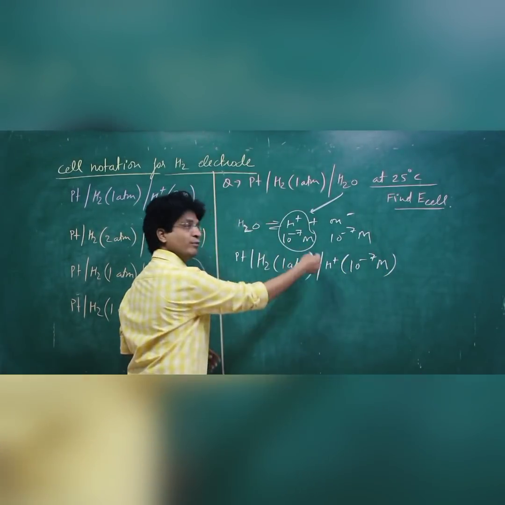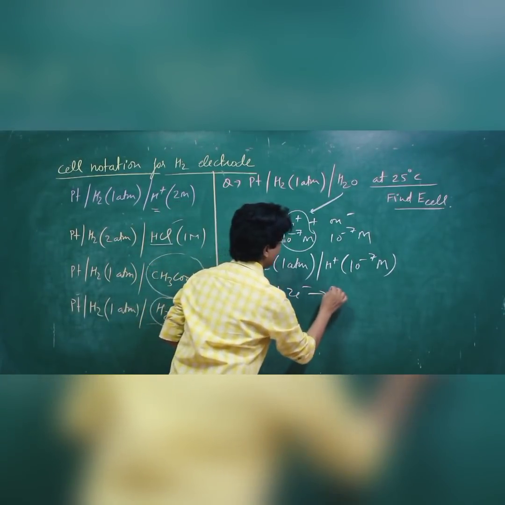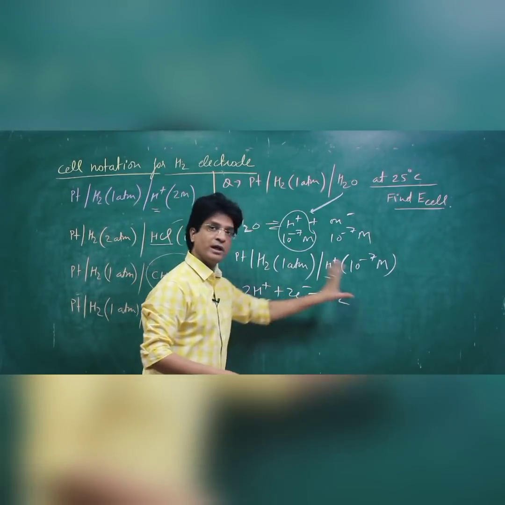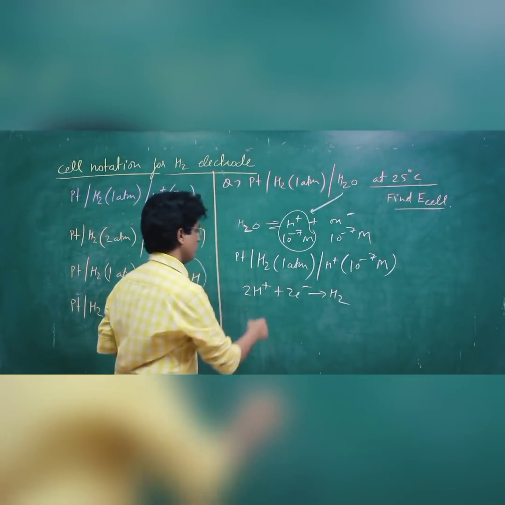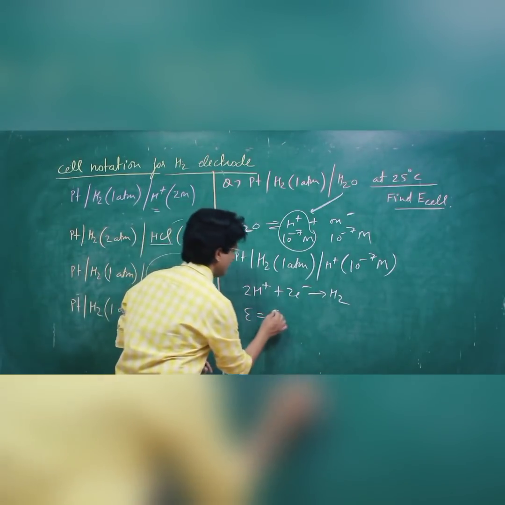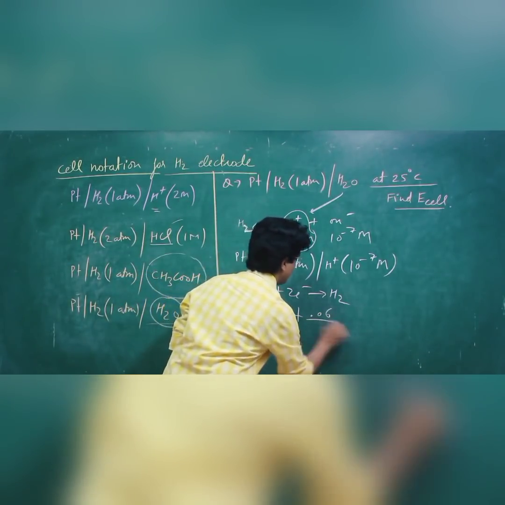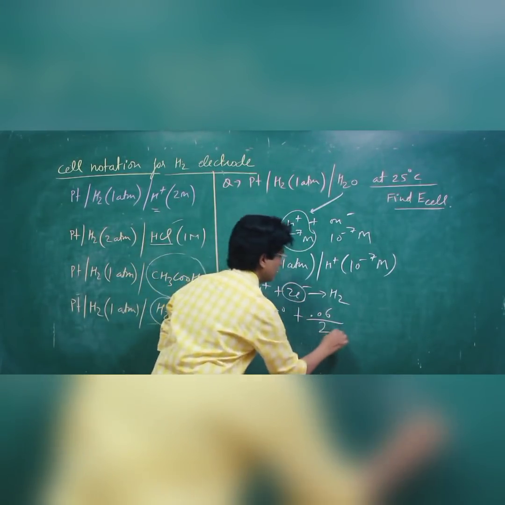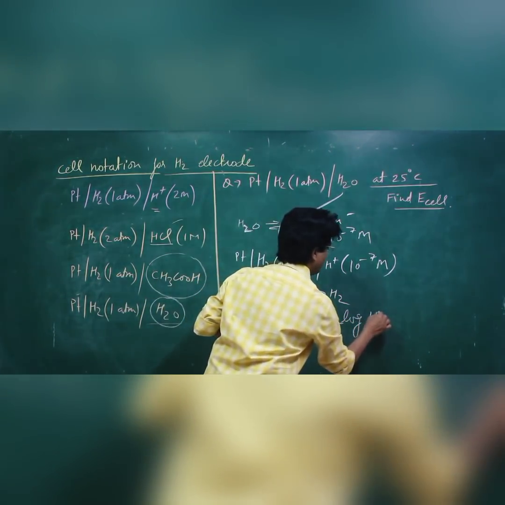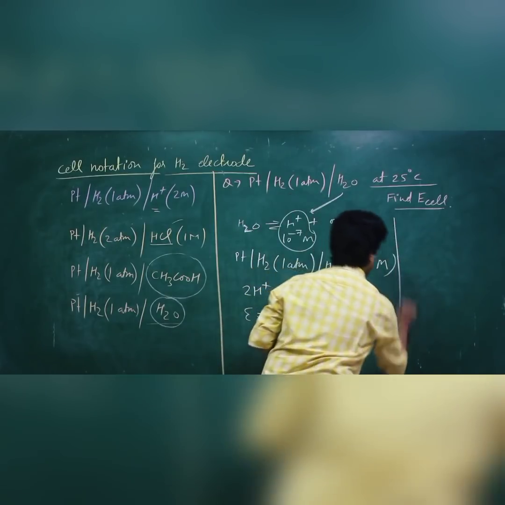Now I can write down the equation for this cell, which is 2H plus 2 electrons giving you H2. Remember that if nothing is given, you have to write down the equation for reduction reaction. Okay, so this is the reaction. So now applying Nernst equation, E will be E naught. E naught for hydrogen is 0 plus 0.06 upon how many electrons? 2 electrons. Log of reactant, what is that? H ion. H ion whole square upon partial pressure of hydrogen.